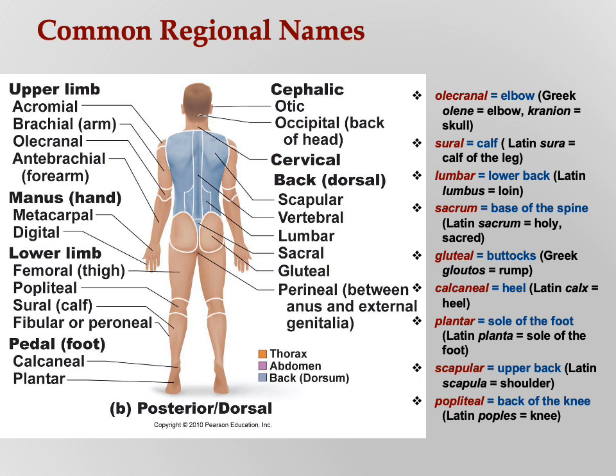Sural is the back of your lower leg, your calf. So remember, crural is your shin, sural is your calf. Lumbar is your lower back. Sacrum, the base of the spine. Gluteal, buttocks, Greek, glutos, rump. Calcaneal is your heel. Plantar is the bottom of your foot. Scapula, your upper back. I think the root word actually in part means something like shovel. And popliteal is the back of the knee.